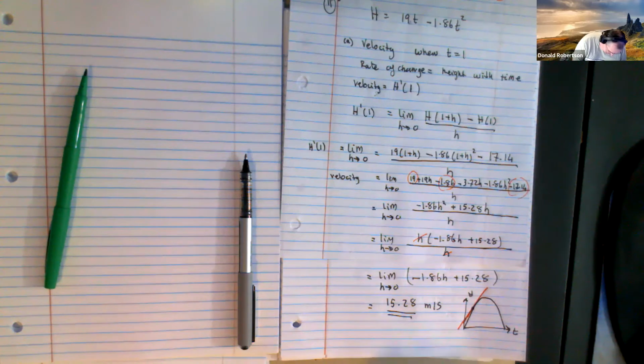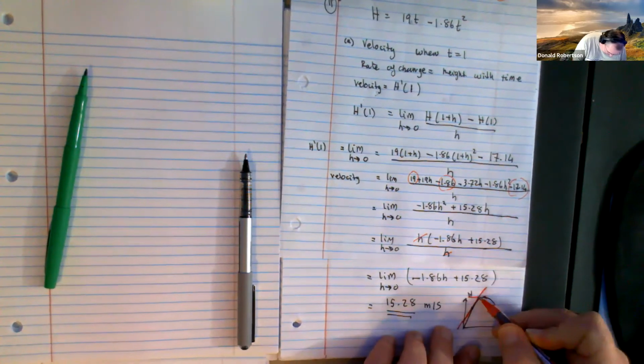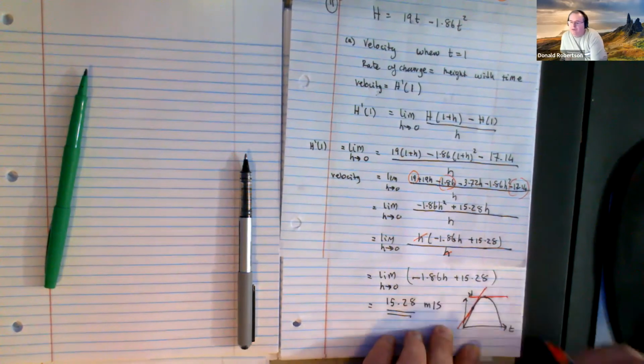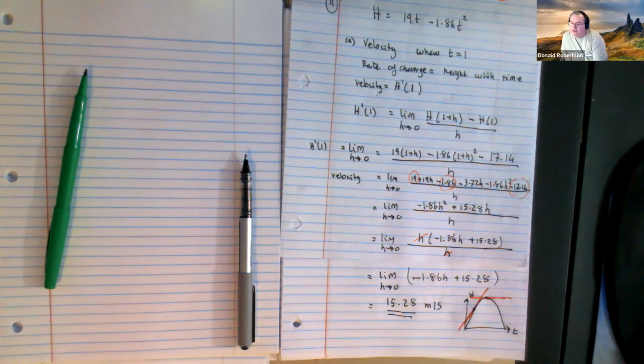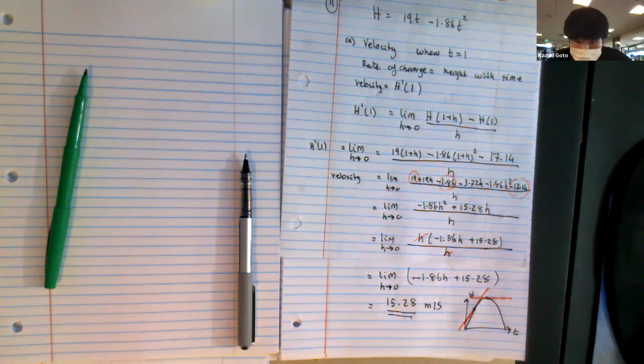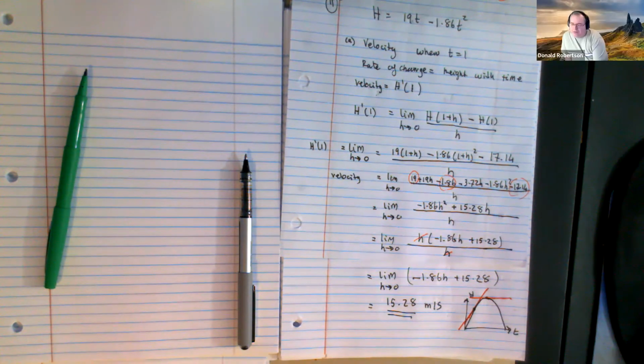See this point at the top of the hill? Won't my tangent line be a horizontal line? You agree? What's the slope? What number is the slope of a horizontal line? 0.